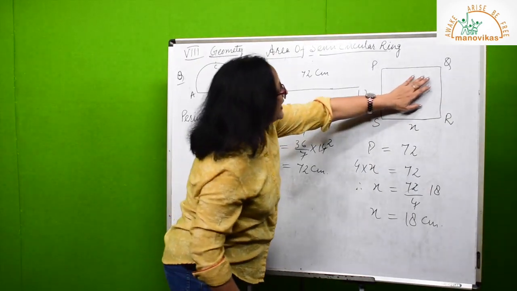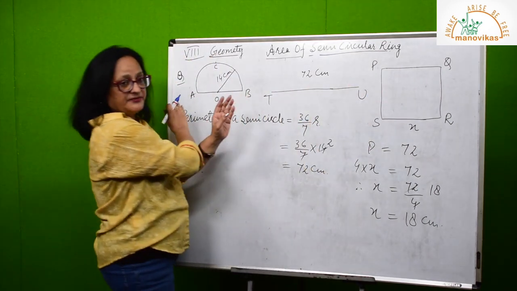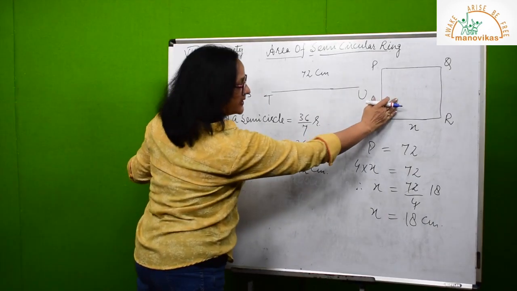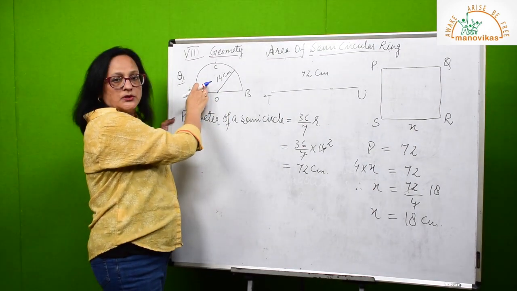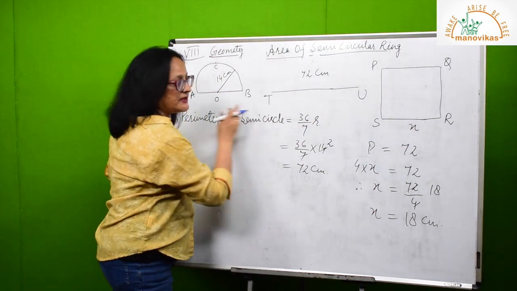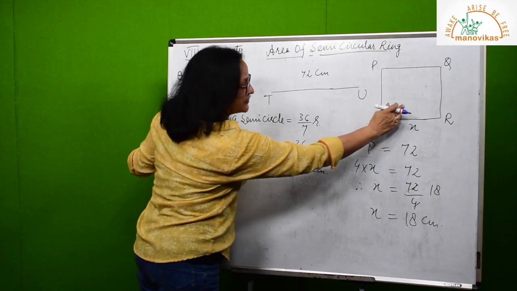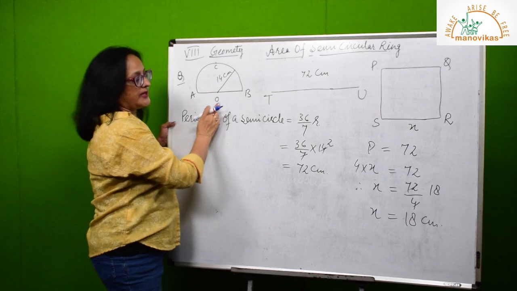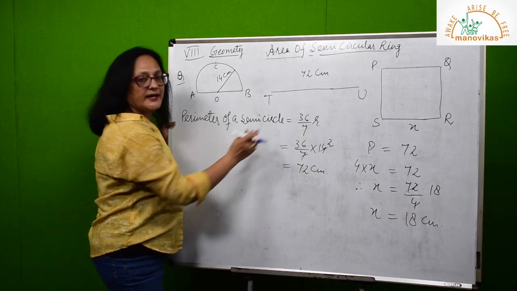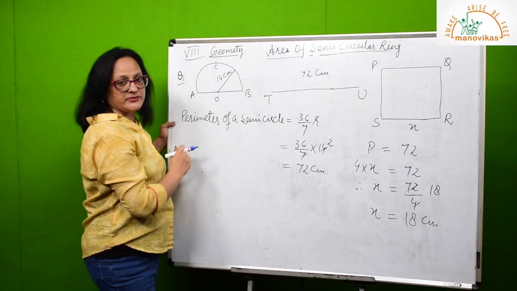You will apply the same method if you are given the reverse sequence. Like you are given the square and it is straightened and then rebent into the semicircle. The same method you will apply. Find the perimeter of the square, that will be the length of the wire, then make it equal to the perimeter of the semicircle. You will get r, the radius of the semicircle.